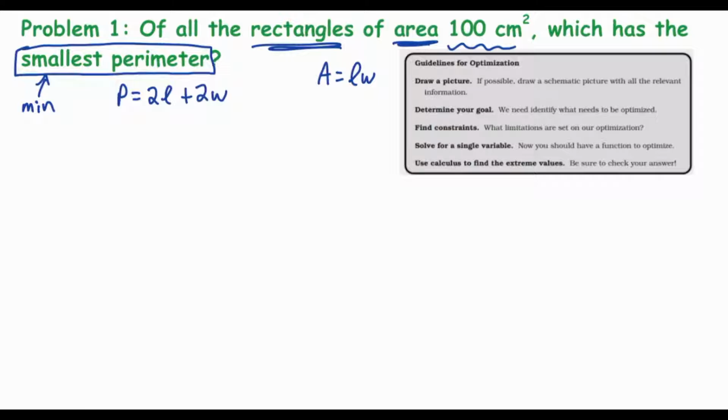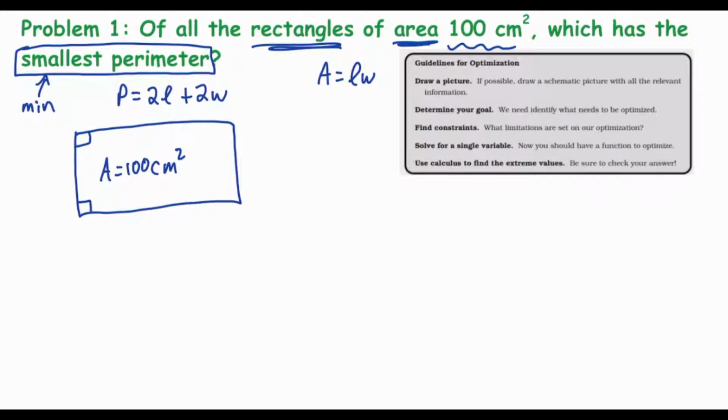I'll make it a little bit bigger. All right, so we have a rectangle. We know the area of the rectangle is 100 centimeters squared. I know that all my angles are right angles. And I'm also going to think about what my possible values are going to be here. So I want the smallest perimeter for my rectangle.